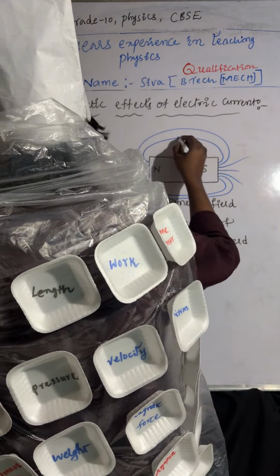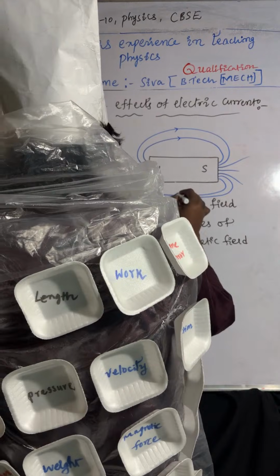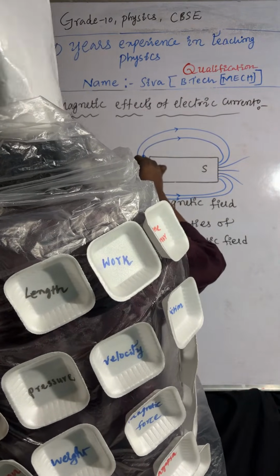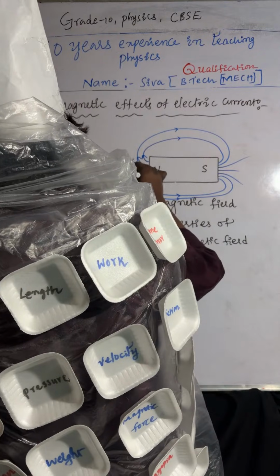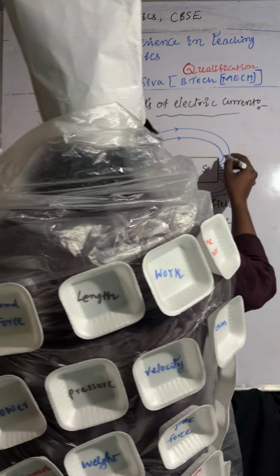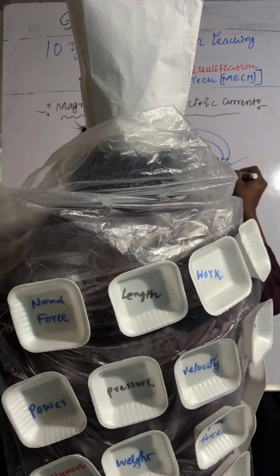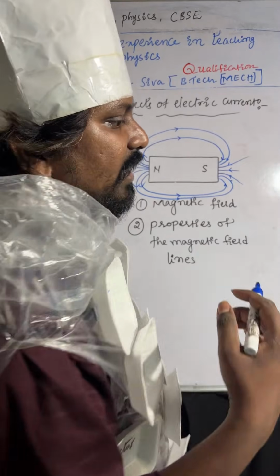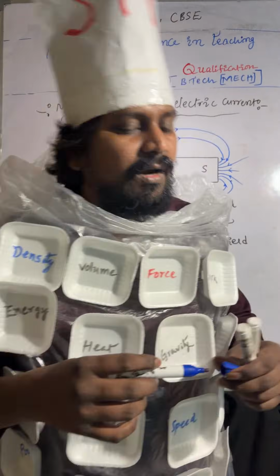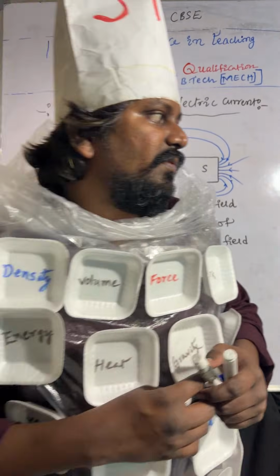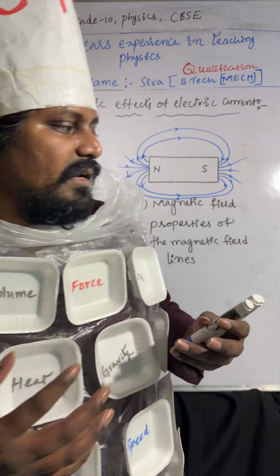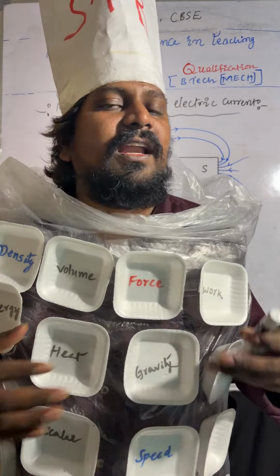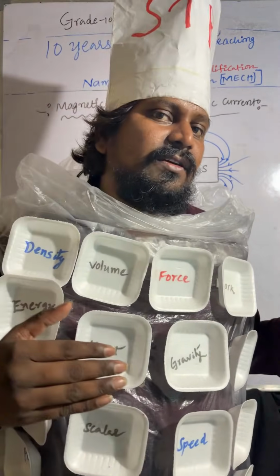The magnetic field goes from north to south, away from the magnet, like this, like this, and towards here. So at the south pole the magnetic field will be inward. At the north pole the magnetic field will be outward. Understood or not? So the magnetic field around the magnet is north to south, and inside it is south to north.